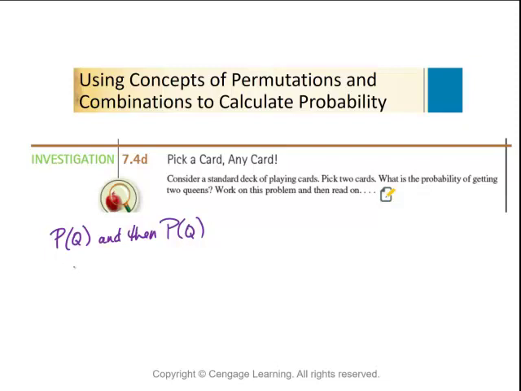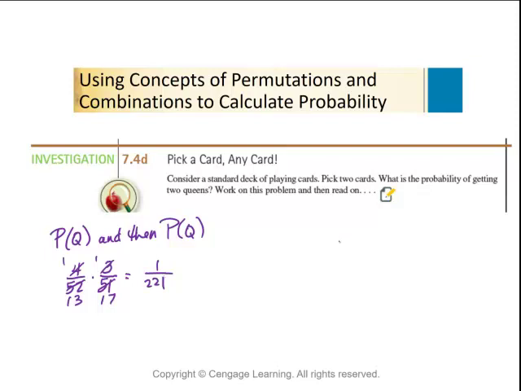The probability of the first queen is 4 out of 52 because there are 4 queens in a deck of 52 cards. Now, the probability that I get the next queen, I have to think about the fact that I'm holding one of those queens in my hand. So there's only 3 of them left out of 51. If I were to reduce this fraction, I believe 3 goes into 51 17 times, and 4 goes into 52 13 times, and this would be 1 over, and if you multiply 13 times 17, I think you get 221.